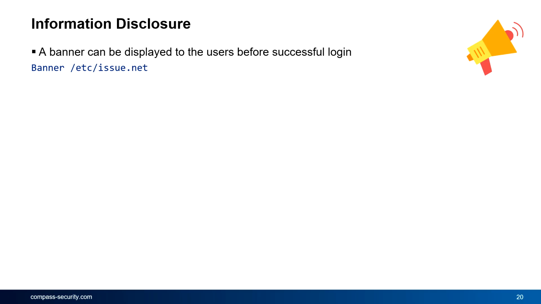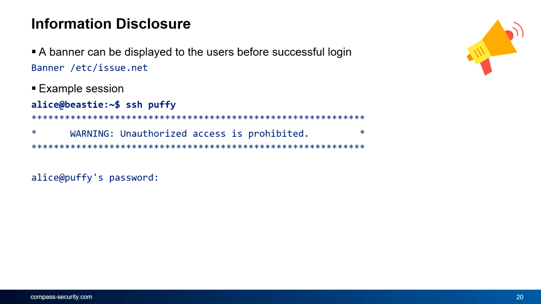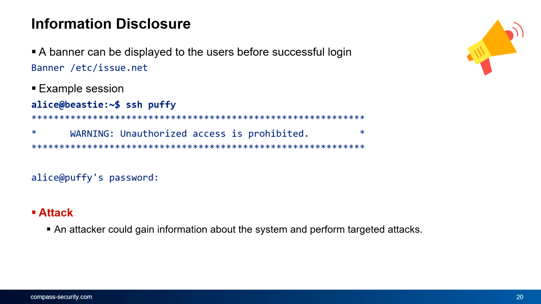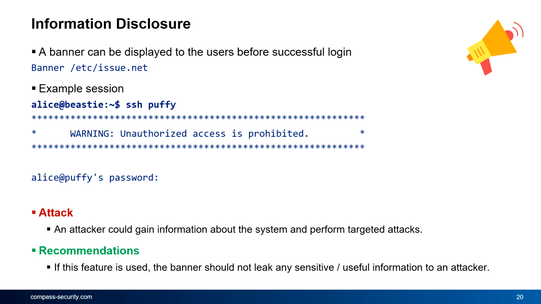OpenSSH allows you to show a banner before the user performs a login. So in the server configuration file, you can configure a file which is shown to the user before authentication. So in this case, Alice wants to SSH into the host named Puffy, and then before she can enter her password, you get this welcome banner here that unauthorized access is prohibited. An attacker could use this to get more information about your system and perform more targeted attacks. So, of course, this welcome banner should not contain any sensitive or useful information for attackers.